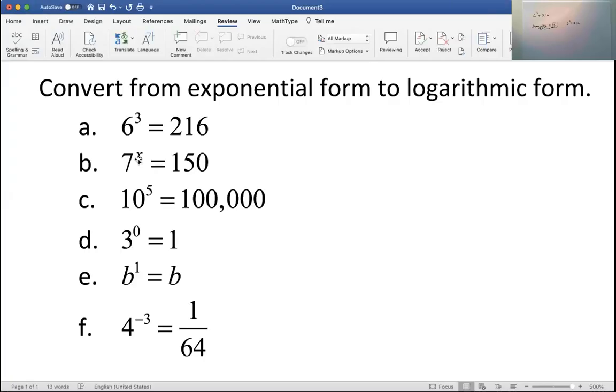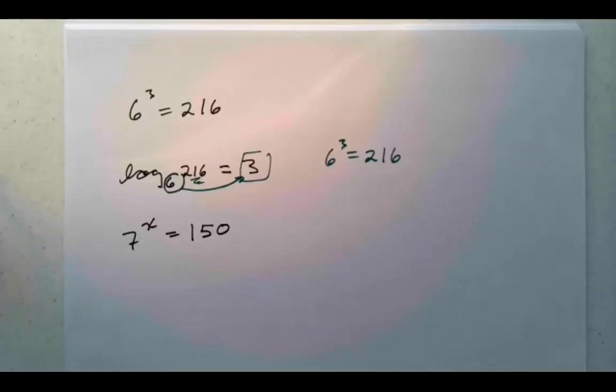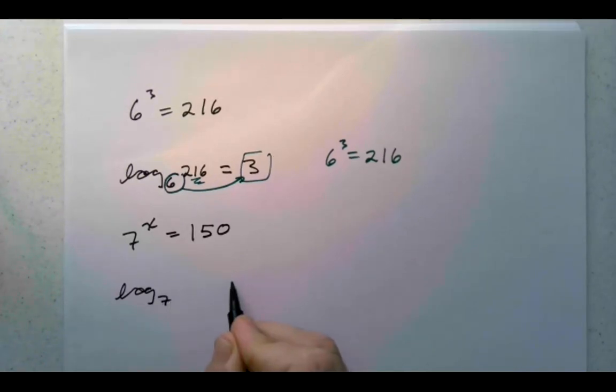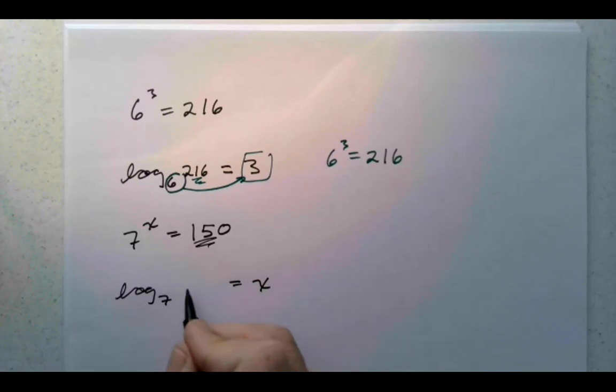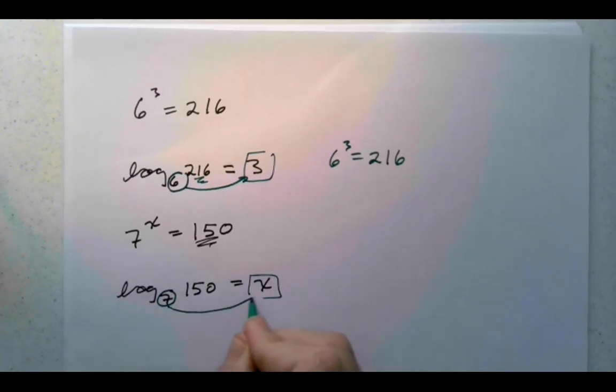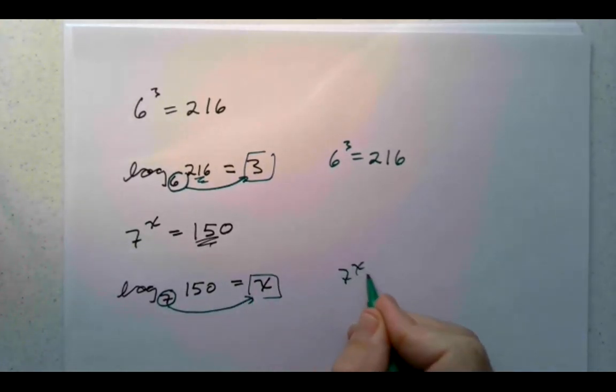Our next question is 7 to the x equals 150. So what's the base? Where does that go? What's the exponent? Where does that go? How do we make sense of this? Well, again, log base 7. The exponent is on the right side, and the argument of that log function will be 150. Again, to check it, we circle the base. Base to the exponent, 7 to the x equals 150, and that checks.